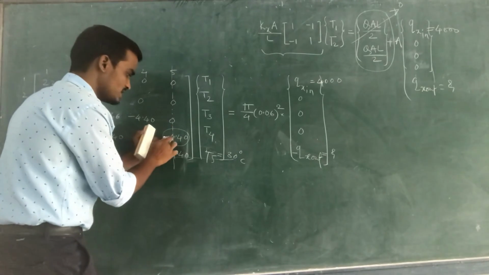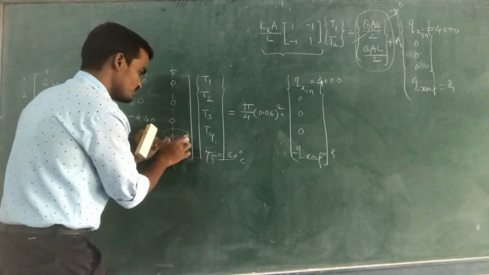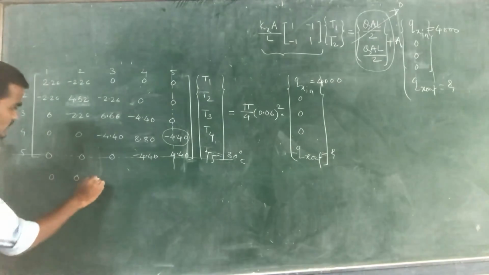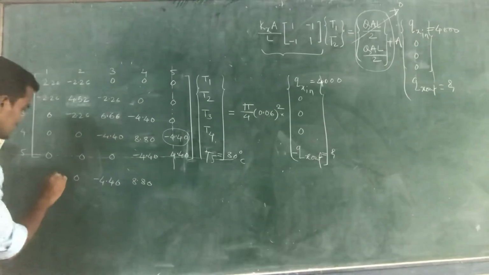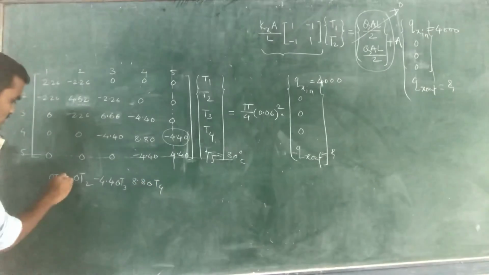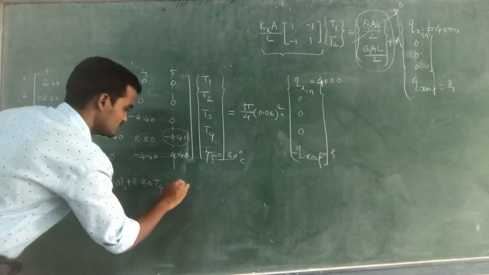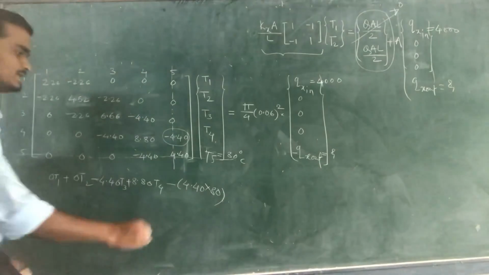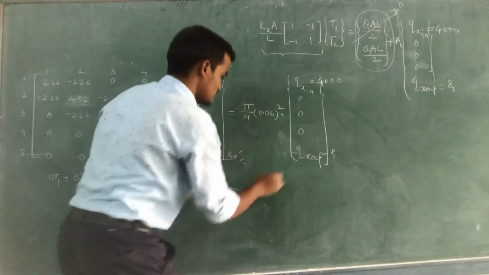It means what? Minus 4.40 into 80. So for your fourth equation it will become 0, 0, minus 4.40, 8.80. It means 0 T1, 0 T2, this T3, this T4, it is plus, minus, plus and minus this 4.40 into 80 value is equal to this 0. Actually this area into this is 0.